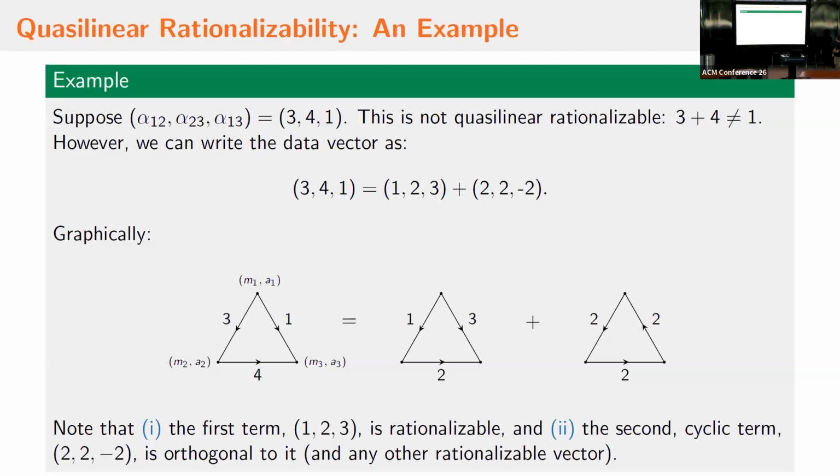So all I've done here is write three graphical representations for these vectors. Now this decomposition was carefully chosen. (1, 2, 3) does satisfy our condition, which means that it is consistent with some quasi-linear preference. And now (2, 2, -2), when we look at this as a flow, is a cyclic flow. Inflow equals outflow at every node.